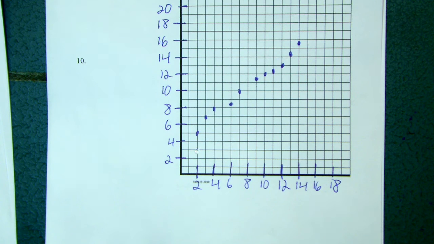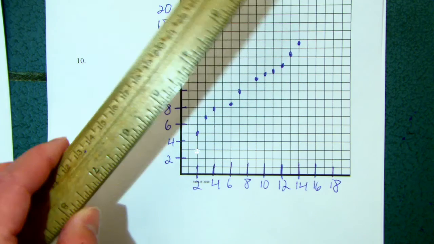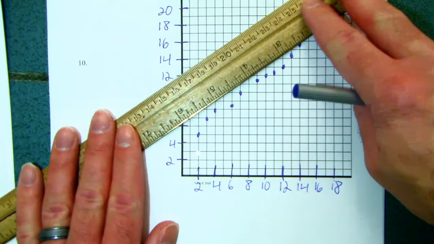So again, when it comes time to draw that line of best fit, you've got to use a straight edge. So you need to make sure you're using a ruler or just anything that's perfectly straight. Do not try and connect the dots here. You want it to go through as many points as possible.